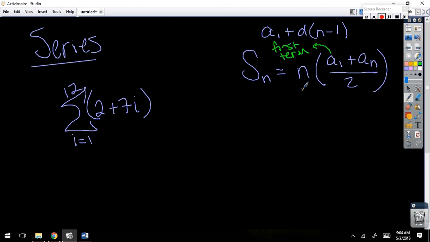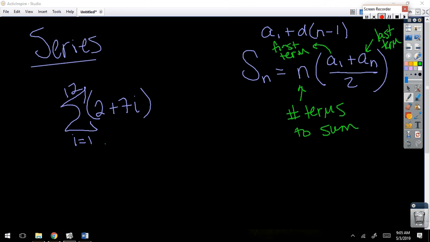N is going to be the number of terms that you're summing. And if a sub 1 is your first term, what do you think a sub n is? Last term. So essentially what you're doing is averaging the first term and the last term together, and then multiplying by how many terms you have. It's a pretty easy concept. This is only for finite arithmetic. Now we will sum some infinite geometric series, but only some of them will sum.